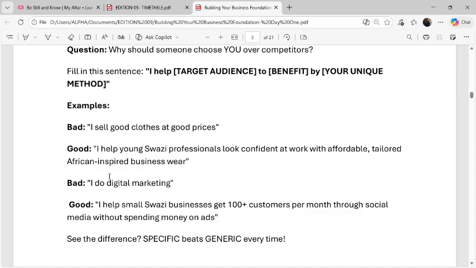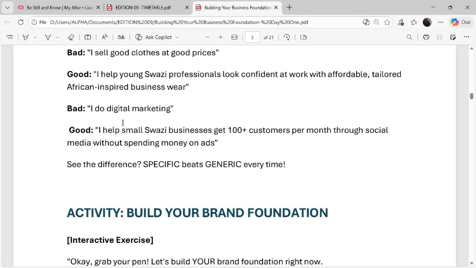Let's look at the next example. I do digital marketing. But if I say I help Swazi businesses get 100 plus customers per month through social media without spending money on ads. Every aim of a business is to get customers, right? Every aim of any business is to make sure that there are people coming in, people who are buying. That is the main interest of business people, of entrepreneurs around the world, right?